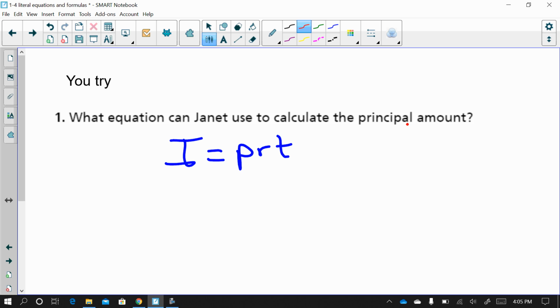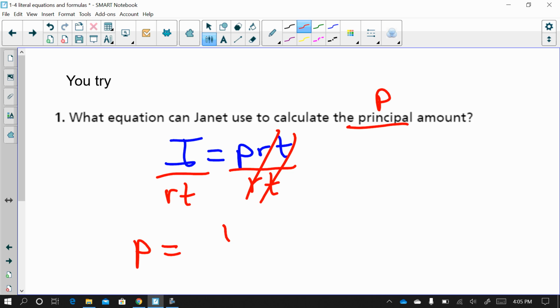Okay, principal, that is P. So I'm going to get P by itself. Again, how are they all connected? By multiplication. How do you undo multiplication? By dividing. So we want P by itself, so let's get rid of the other stuff. Do it to one side, got to do it to the other. Cancel. P equals I over RT.